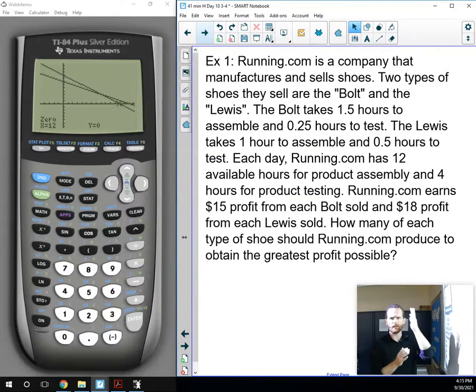Let's go. First, let's read it. It says running.com is a company that manufactures and sells shoes. Two types of shoes they sell are the Bolt and the Lewis.